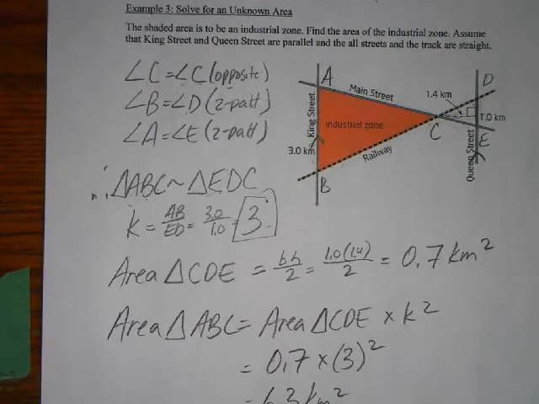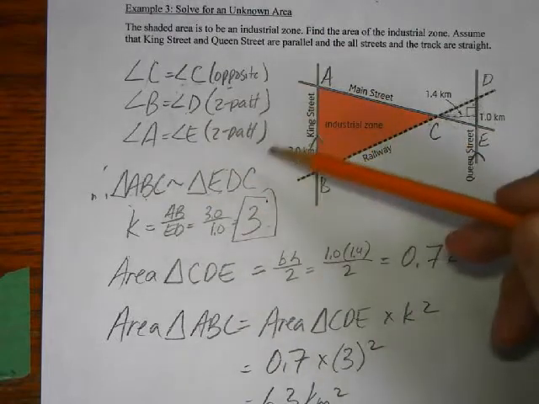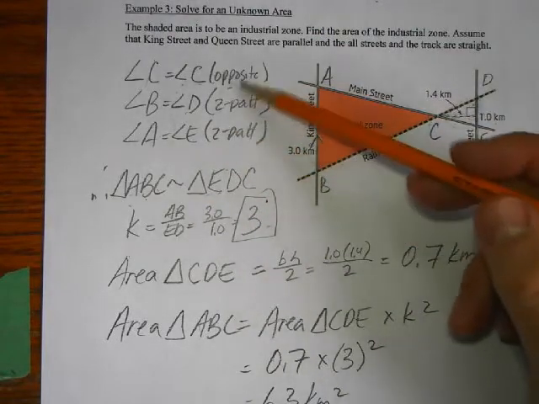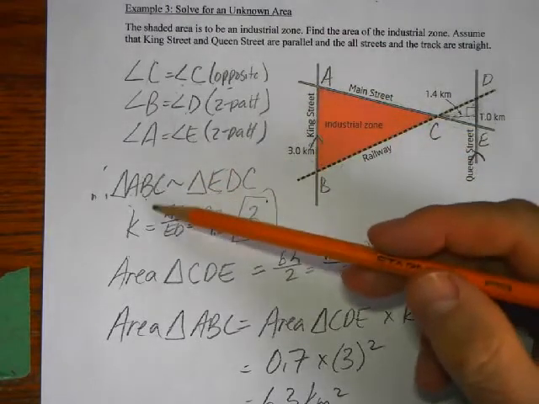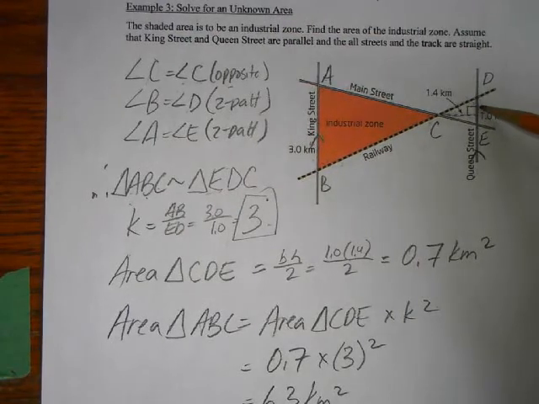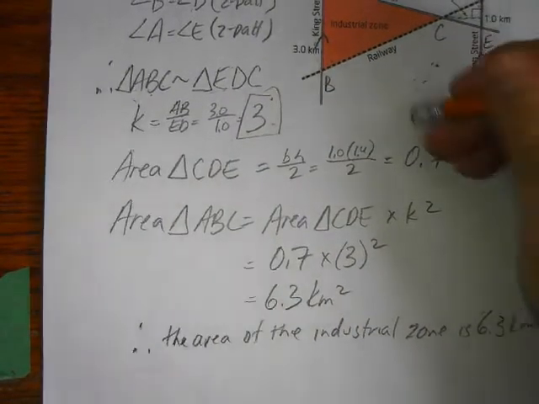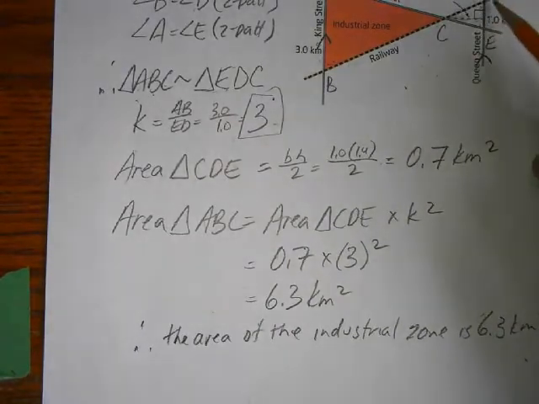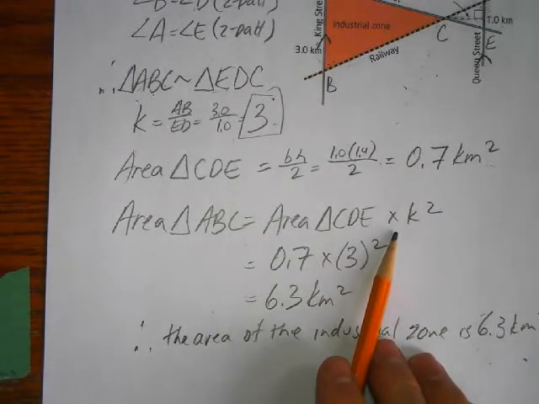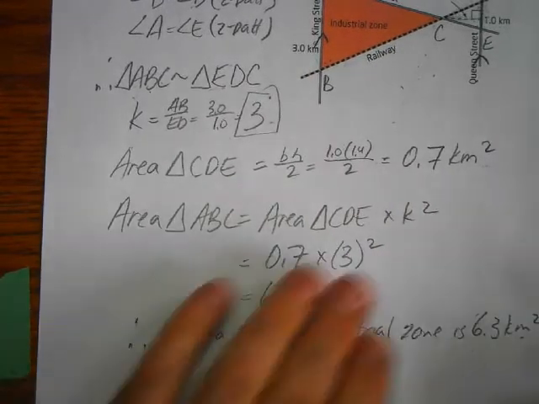And we answered this question by using similar triangles. First of all, we had to prove they're similar triangles before we could use any of those special tools. Once we proved by looking at the angles that they must be similar, we looked at the ratio of two corresponding sides and got the scale factor of 3, meaning that these sides are 3 times bigger than these sides. Then we calculated the area of the small triangle, base times height divided by 2, and then we used the fact that if we multiply the smaller area by K squared, we get the bigger area, and it was 6.3 kilometers squared.